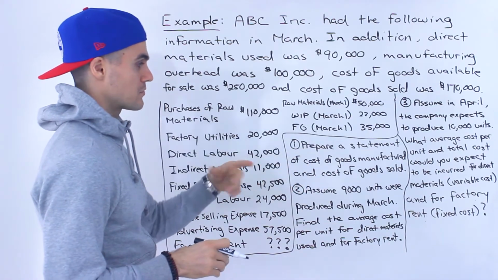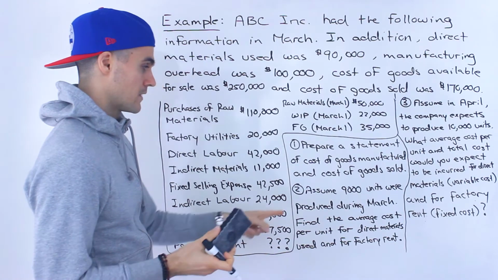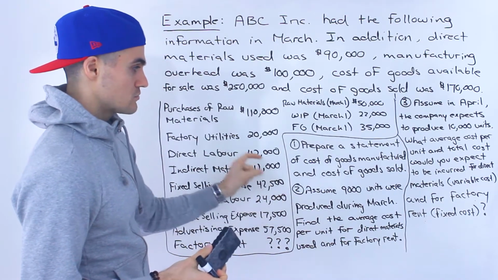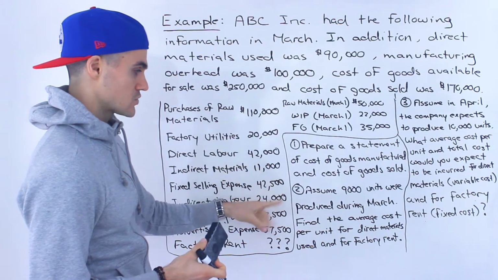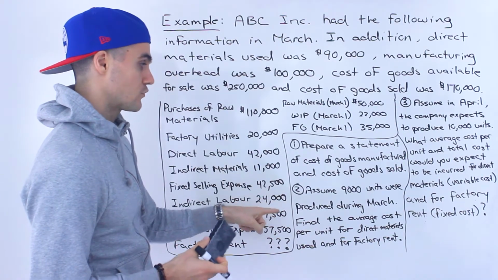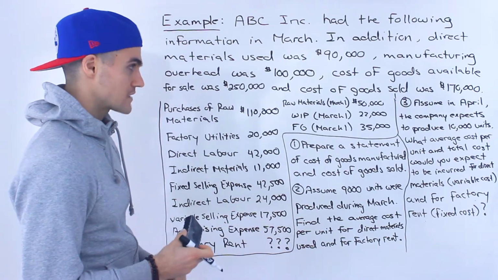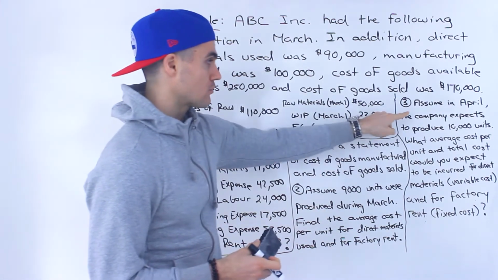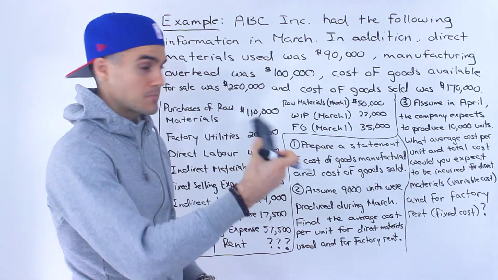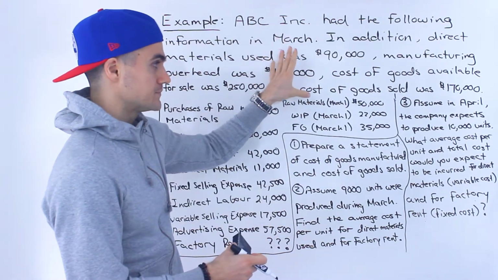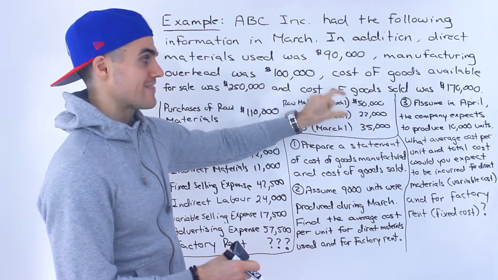So number one, we have to prepare a statement of cost of goods manufactured and cost of goods sold. Number two, we're told to assume 9,000 units were produced during March. And given that information, we have to find the average cost per unit for direct materials used and for factory rent. And then number three, we're told to assume in April, the next month, remember we're in March over here, the next month in April, the company expects to produce 10,000 units.